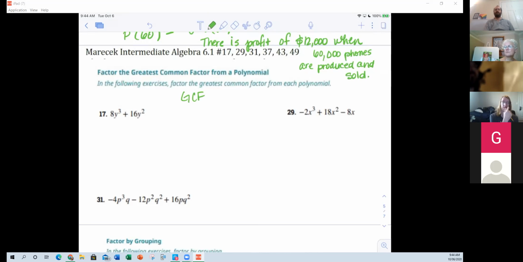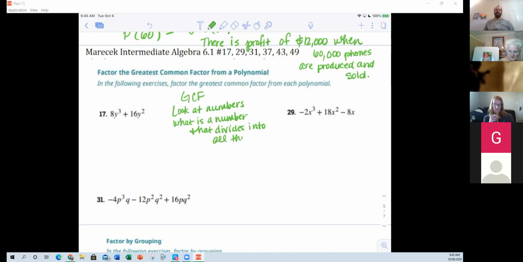What do you look at first when you're determining GCF? You look at the numbers first, okay? What number goes into both 8 and 16? 8. Right. So in this case, the GCF is going to be 8.